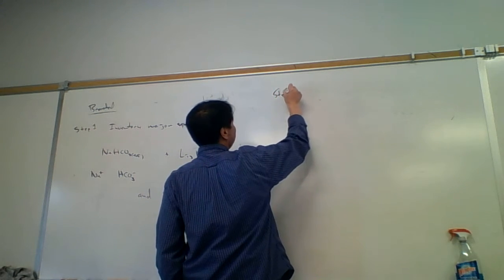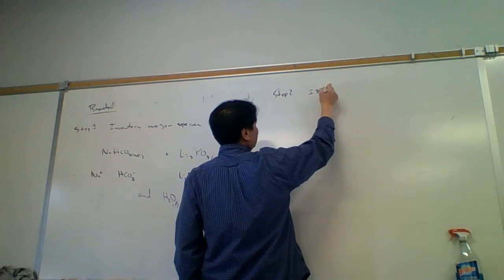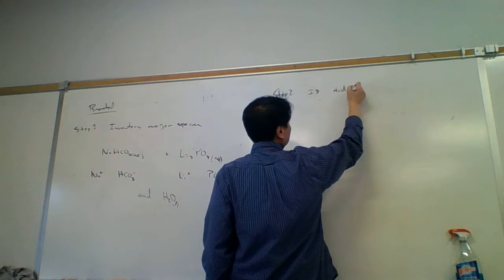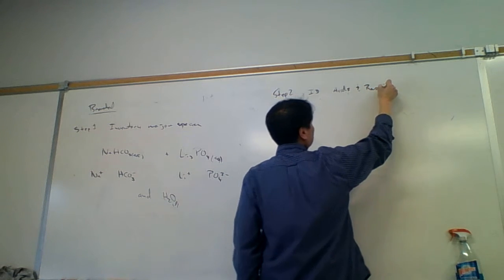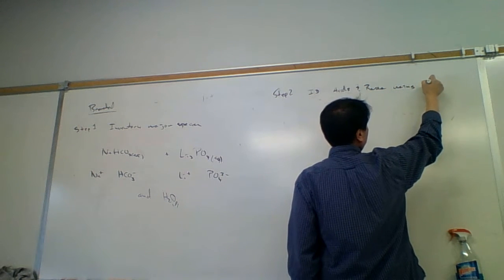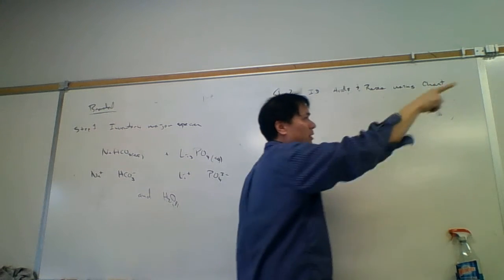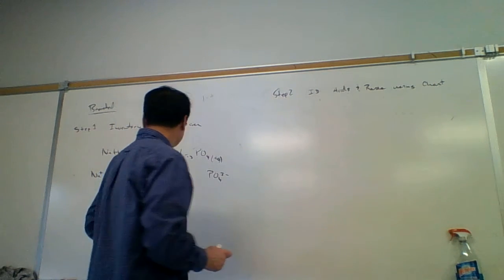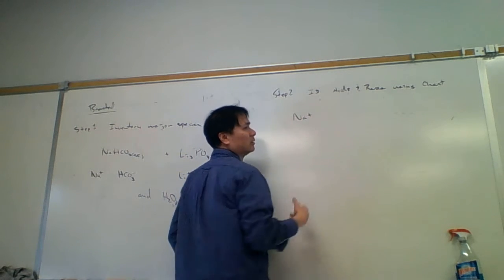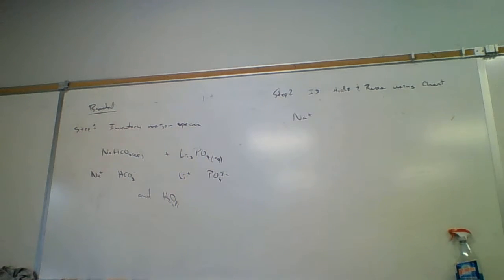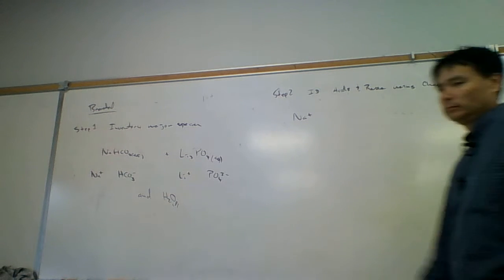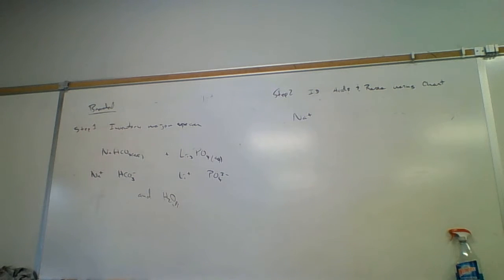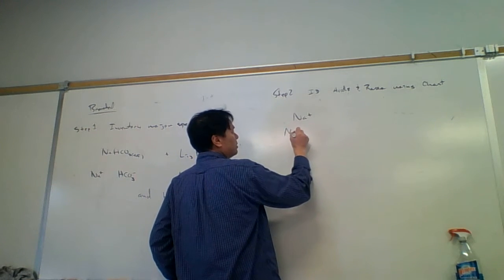Step 2 is we identify acids and bases using the chart. And so I'm going to use the acids chart to identify. So sodium ions. Do you see these on the acid and base chart? Acids on the left, bases on the right. Do you see them anywhere? No. So they aren't there. We're going to call these neutral.